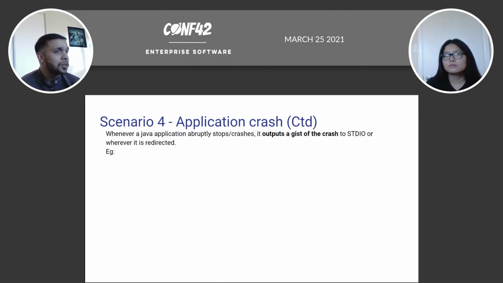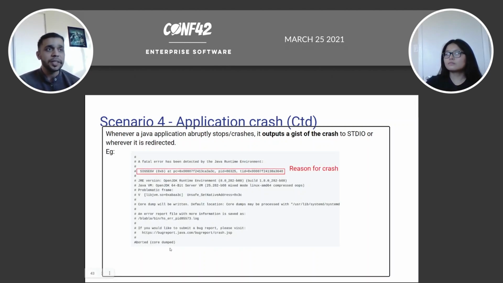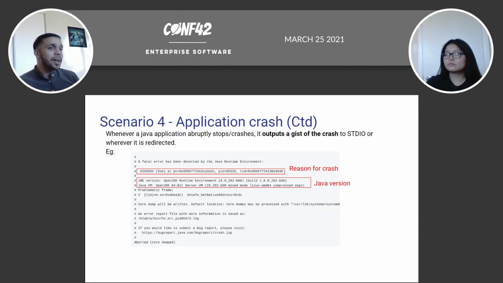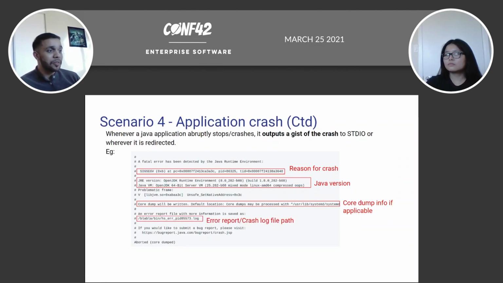A gist of a crash would look like this. It contains four key things. One, the reason for the crash, which in this case is a segmentation fault, or SIGSEGV, followed by the Java version that the application was running in when it crashed, followed by whether a core dump was generated, and if so, where it can be found, and last but not least, where the crash log or the error report can be found.